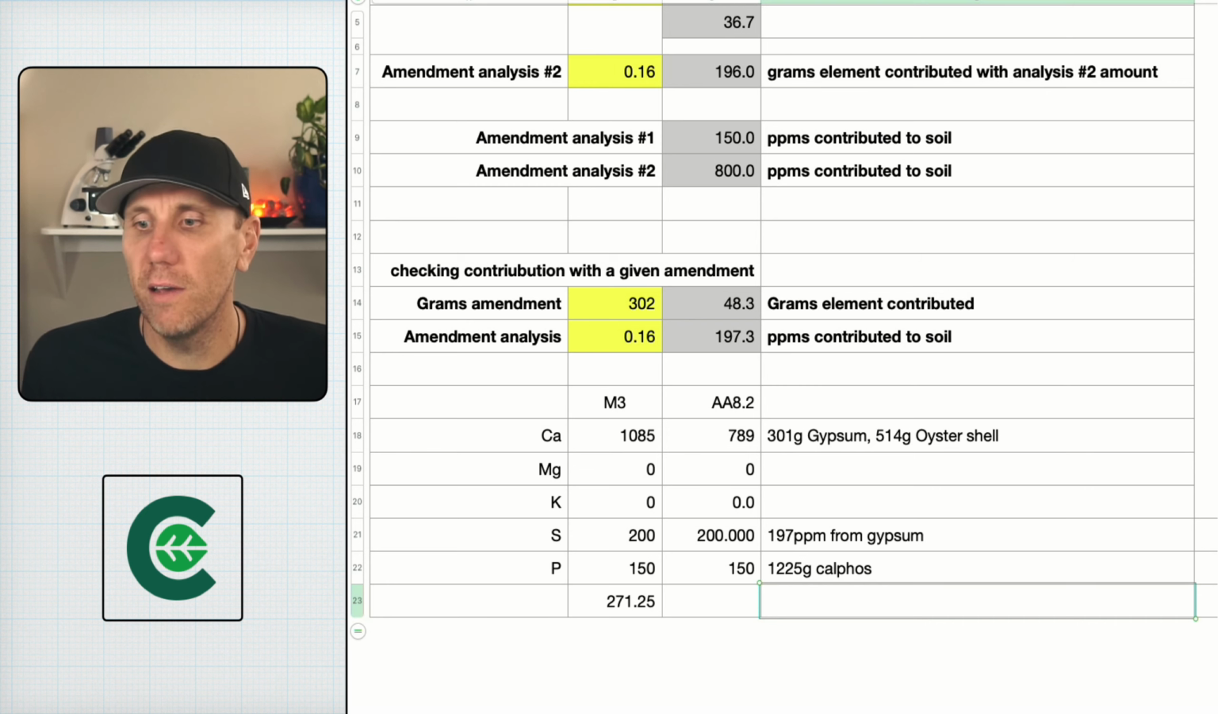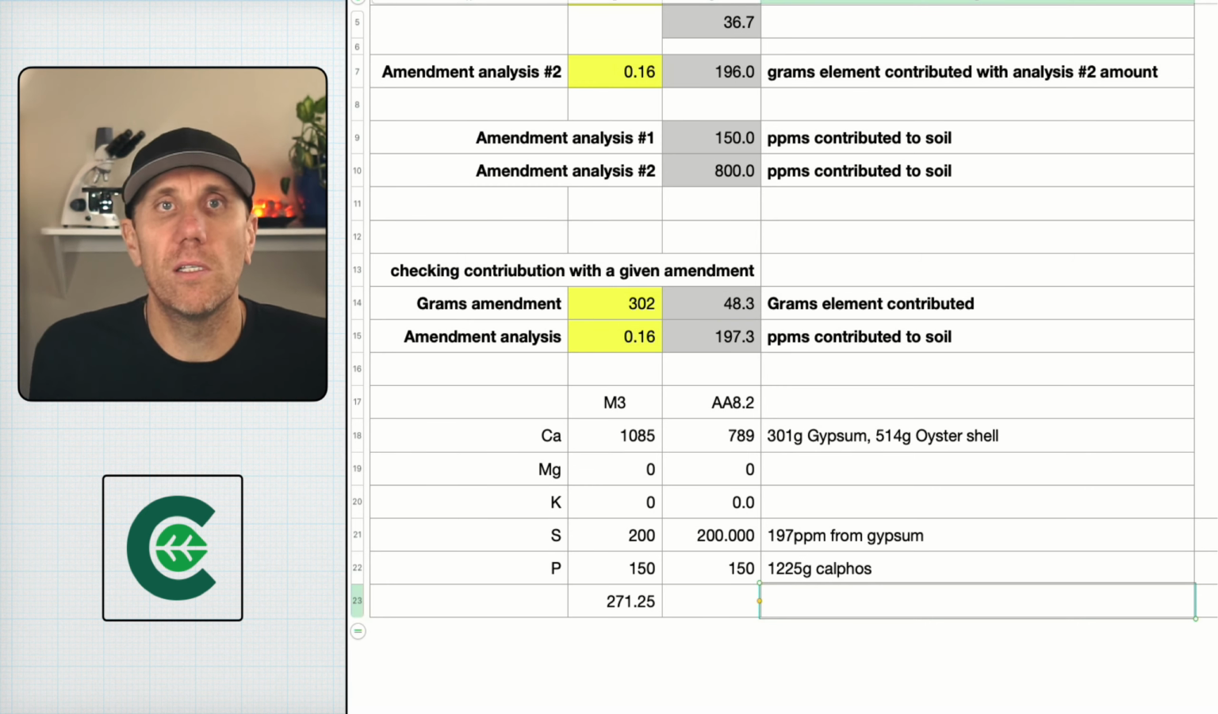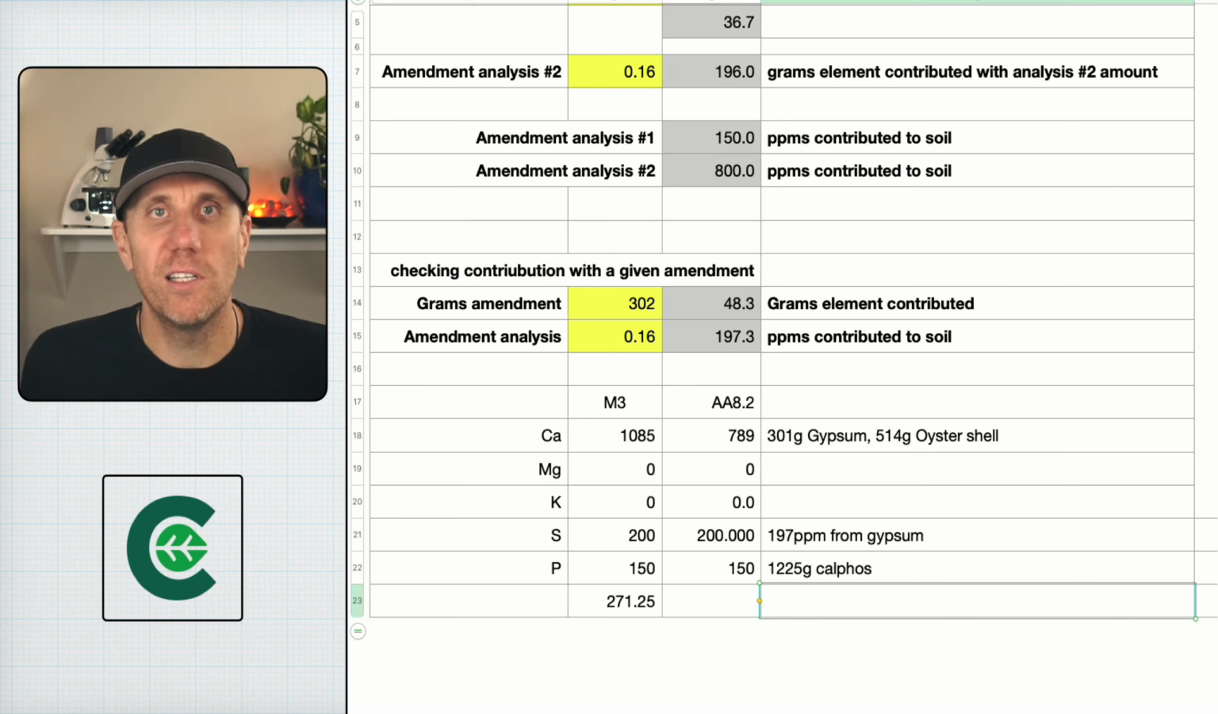So this soil test doesn't have a nitrogen on it, or else I would correct the nitrogen. Normally that comes with this test. Sometimes there's just values missing for whatever reason. But yeah, it's a pretty good little exercise right there.